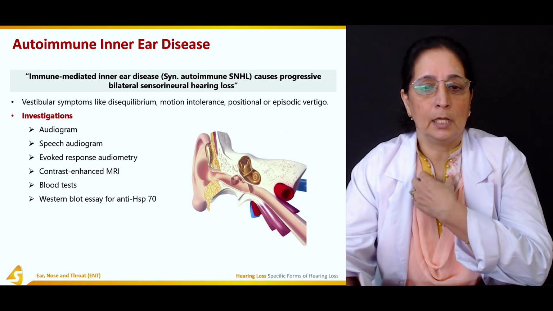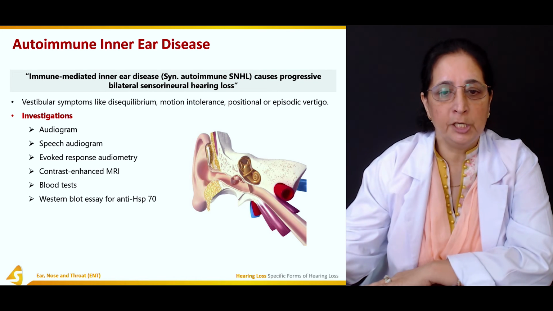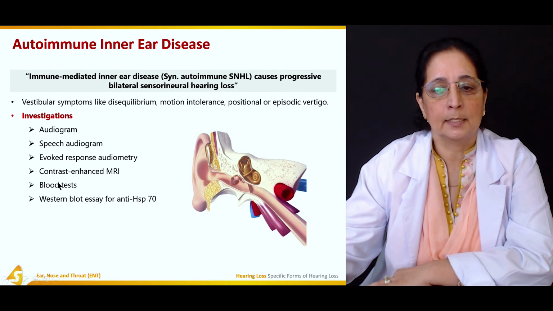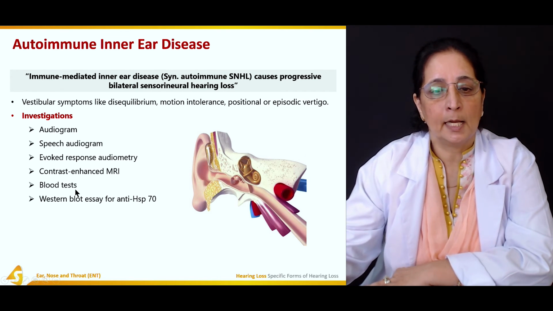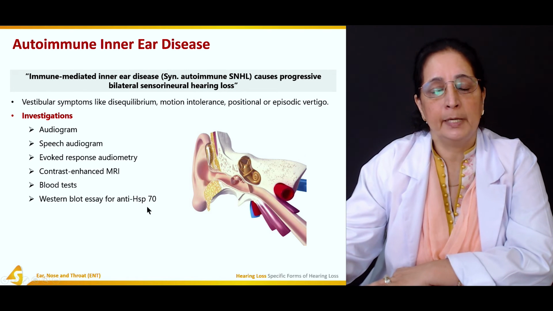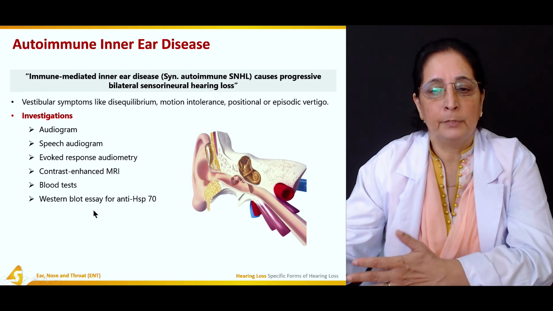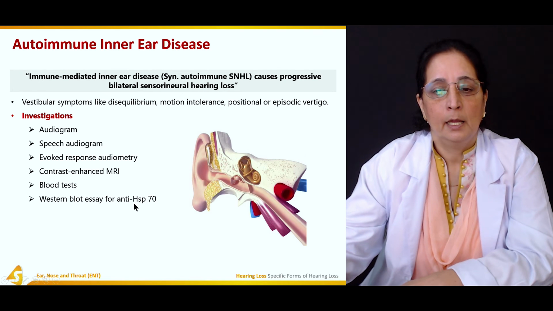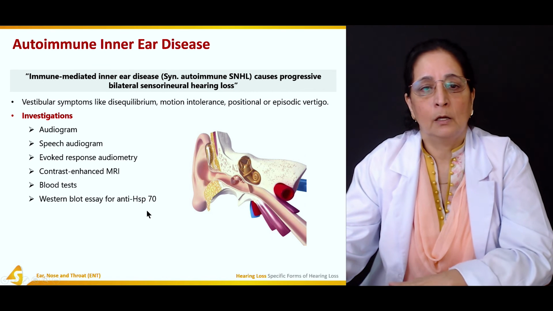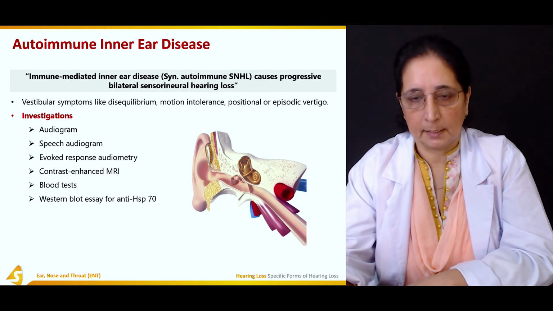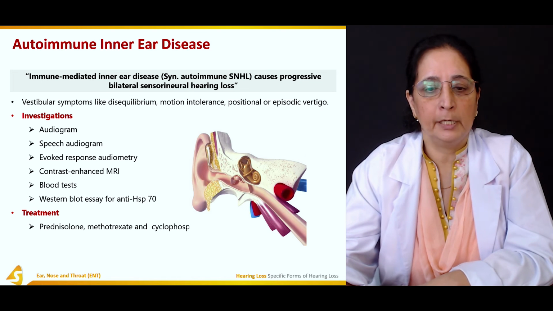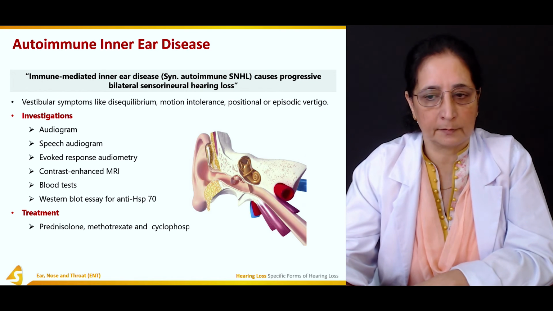Then investigations are by audiogram, speech audiogram, evoked response audiometry, contrast enhanced MRI, blood tests, and Western blot assay for anti-HSP70. This is the antibody that can indicate autoimmune inner ear disease. Treatment is by prednisolone, methotrexate, and cyclophosphamide.